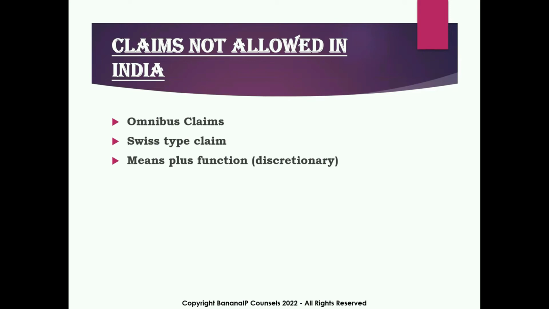The next type of claim is the means plus function claim. This is completely at the discretion of the controller, because a few means plus function claims are allowed in India. But for a few other inventions, the controller has told us to specify what the means are. The term means is very indefinite or ambiguous, and we have to define what that means is. So the main claims which are not allowed in India are the omnibus claims, Swiss type claims, and means plus function claims.